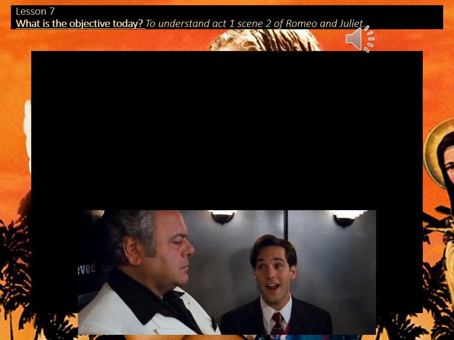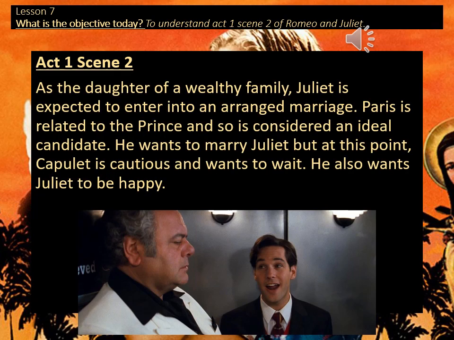Okay, so this is the scene where Lord Capulet and Paris are arranging the marriage between Juliet and Paris. So as the daughter of a wealthy family, Juliet is expected to enter into an arranged marriage. Paris is related to the prince, the ruler of Verona, so he's considered quite an ideal candidate. He's a very eligible bachelor. He wants to marry Juliet, but at this point in the play, in this scene, Lord Capulet is cautious and he wants to wait. He also says that he wants Juliet to be happy.